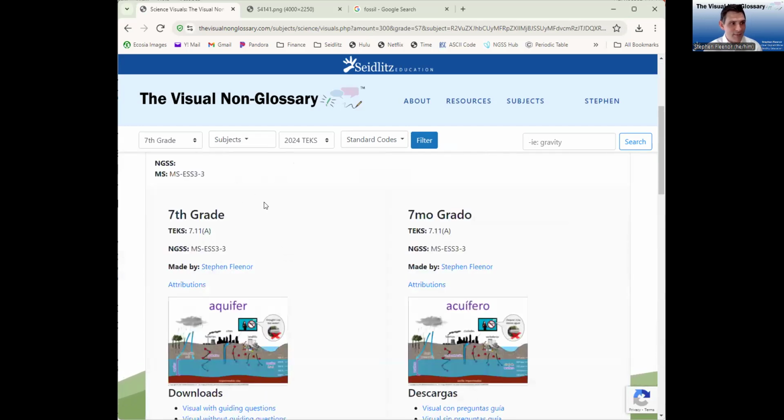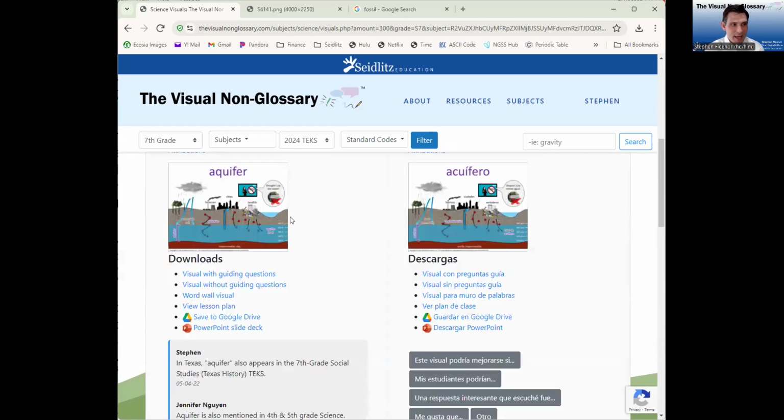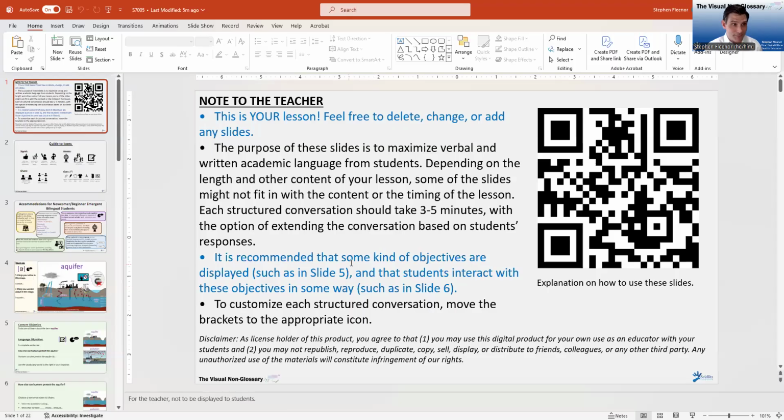Now I get to see that an aquifer appears at the 7th grade TEKS or in the middle school NGSS standards. And then I get to also have a lot of different options, including a PowerPoint or a Google slide lesson plan aligned to that. Let me show you what one of these Google slides or PowerPoint lesson plans looks like. Here is a lesson plan for Aquifer.